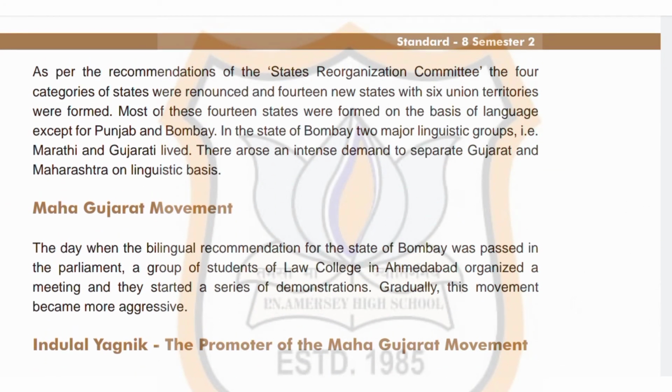Now, as per the recommendations of the States Reorganization Committee, the four categories of states were renounced and 14 new states with 6 union territories were formed. Most of these 14 states were formed on the basis of language except for Punjab and Bombay. In the state of Bombay, two major linguistic groups, that is Marathi and Gujarati, lived. There arose an intense demand to separate Gujarat and Maharashtra on linguistic basis.